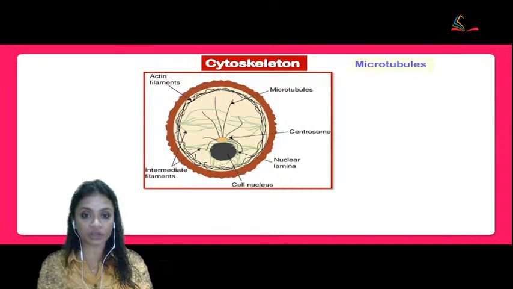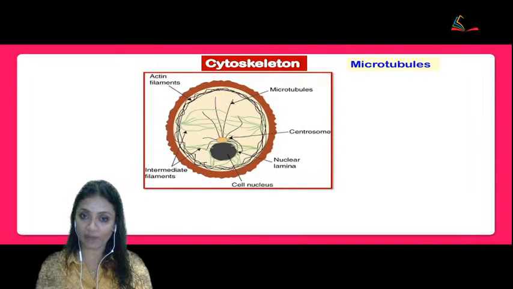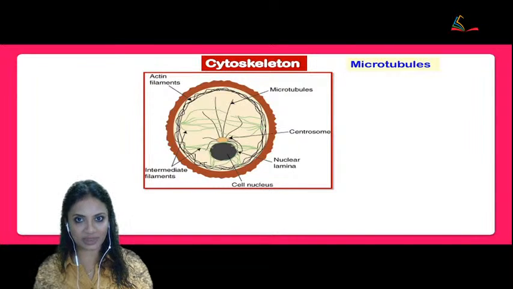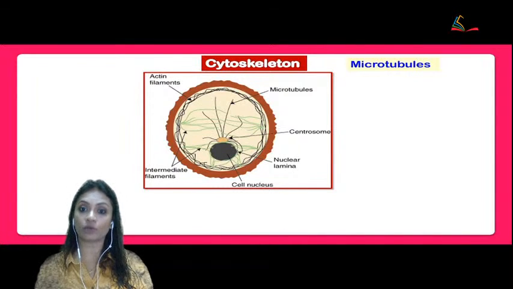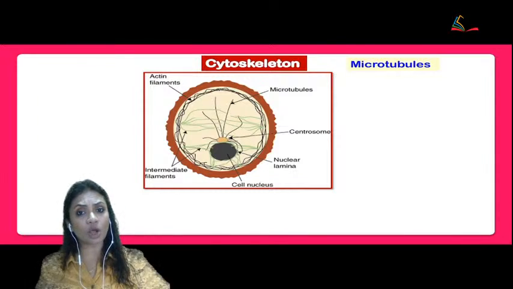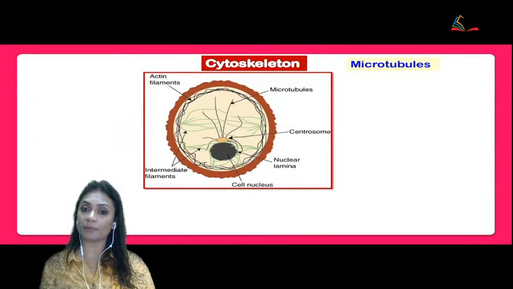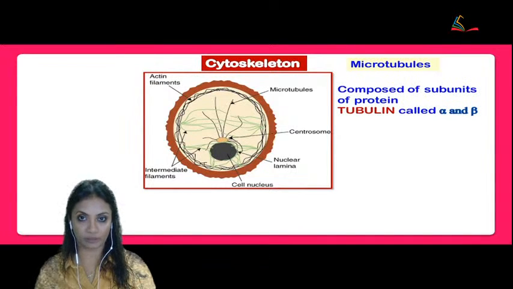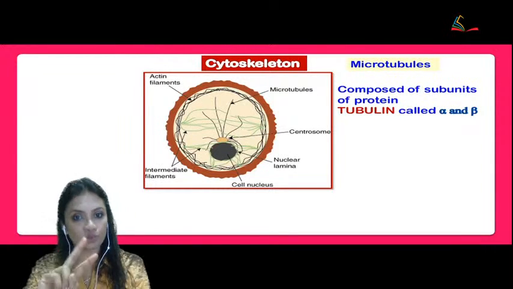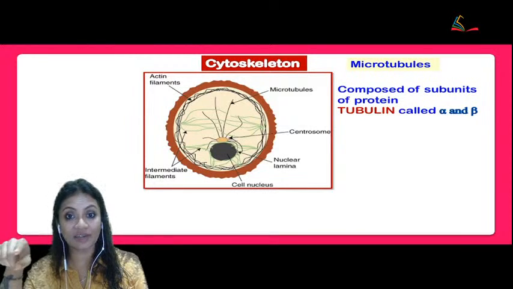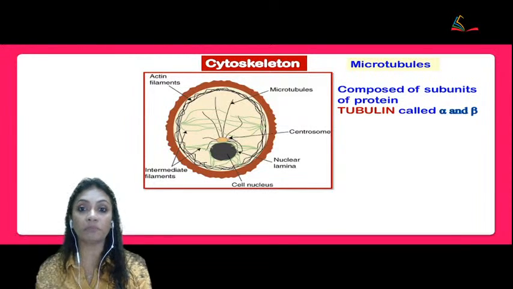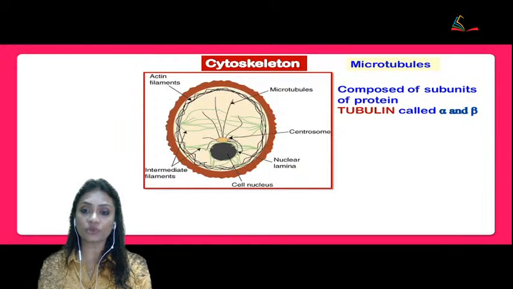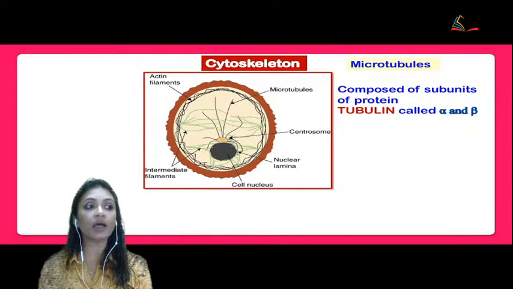Next, after the actin, that is after the microfilaments, we come to the next part of the cytoskeleton, and that part is called the microtubules. Microtubules are also naturally made up of a protein, and that protein is called tubulin protein. The tubulin protein is divided into 2 subunits. The first one is called an alpha subunit and the second one is called a beta subunit. So the 2 subunits of the microtubules' protein, tubulin, are alpha and beta.